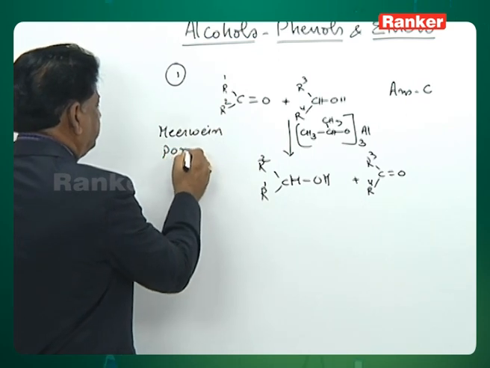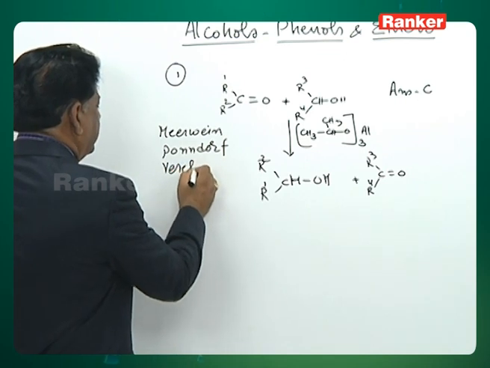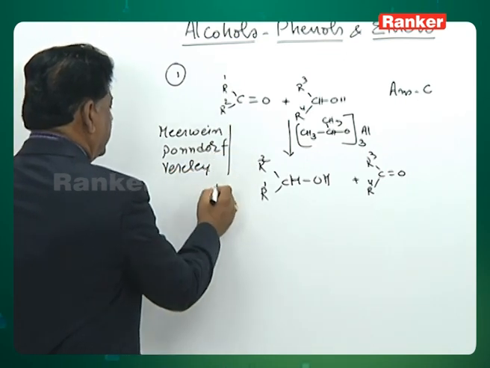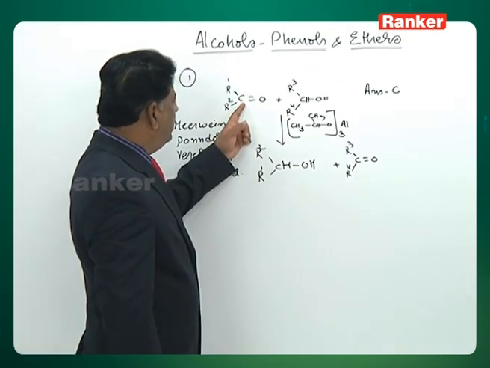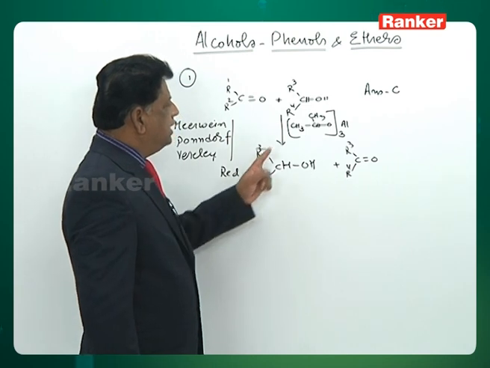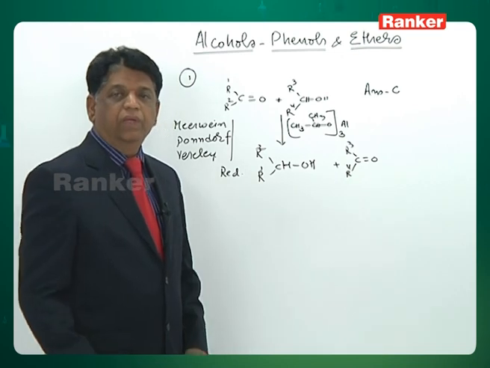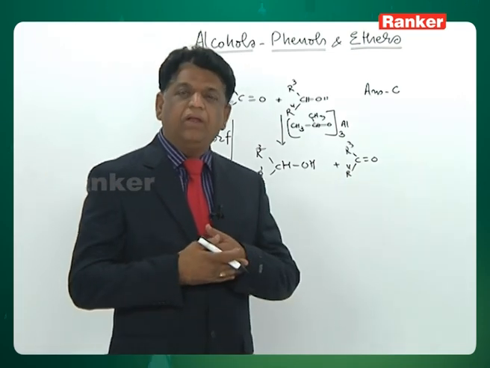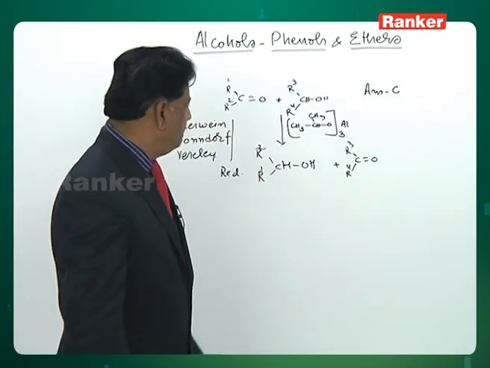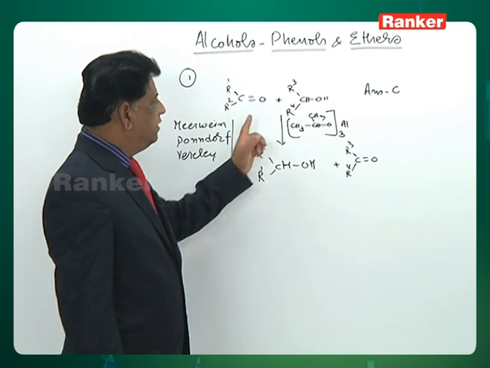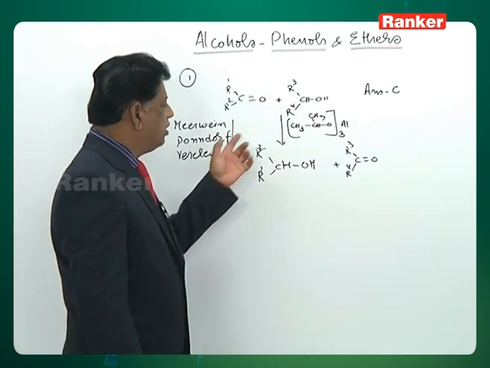Meerwein-Ponndorf-Verley reduction. It's a reduction reaction. While this compound is undergoing reduction, simultaneously the other compound is undergoing oxidation. So MPV and Oppenauer oxidation, they are not antagonist reactions. Both travel simultaneously. When reduction is taking place, the other compound is undergoing oxidation. However, it depends on what alcohol you are preparing.